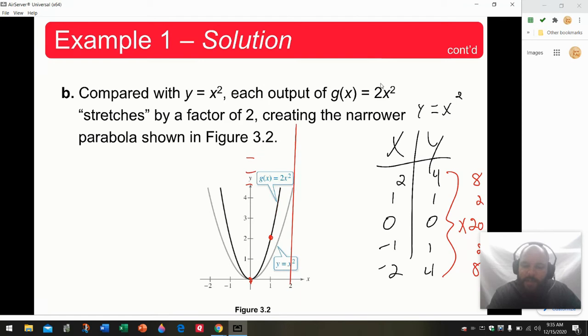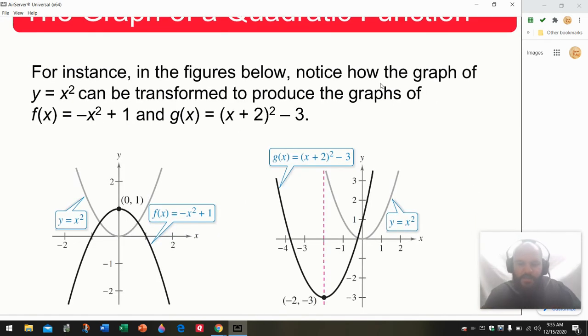So as you can see again, because of this 2 out in front of the x squared, the 2 is going to stretch all those y values out and make them 2 times bigger. So it makes the parabola stretched vertically, but skinnier. Okay, so this is just a quick example of what is happening, and I'm going to go over transformations a lot more in depth later.